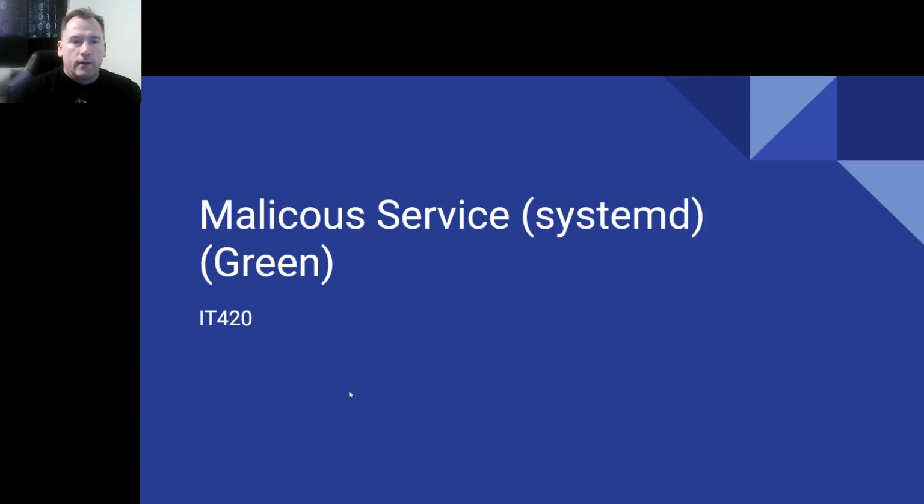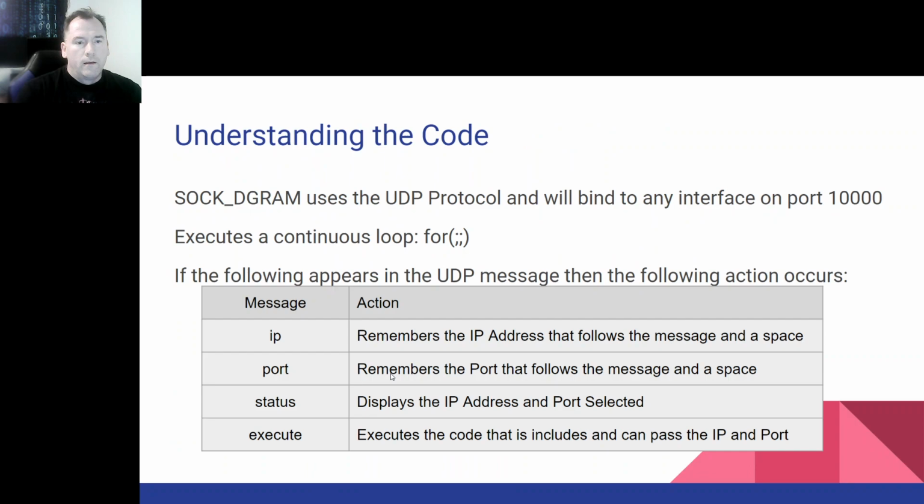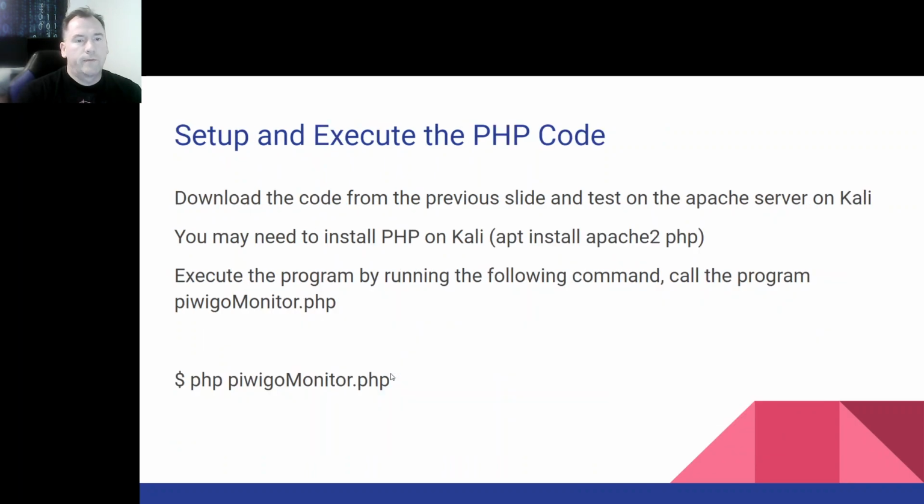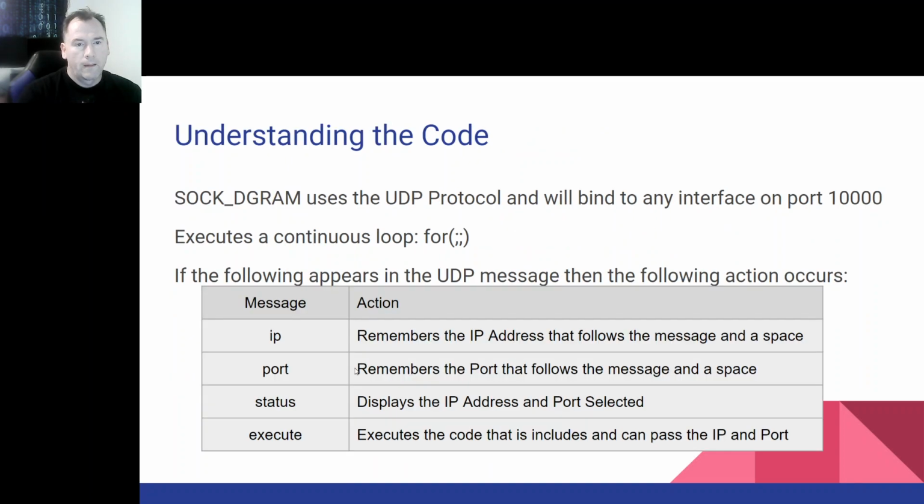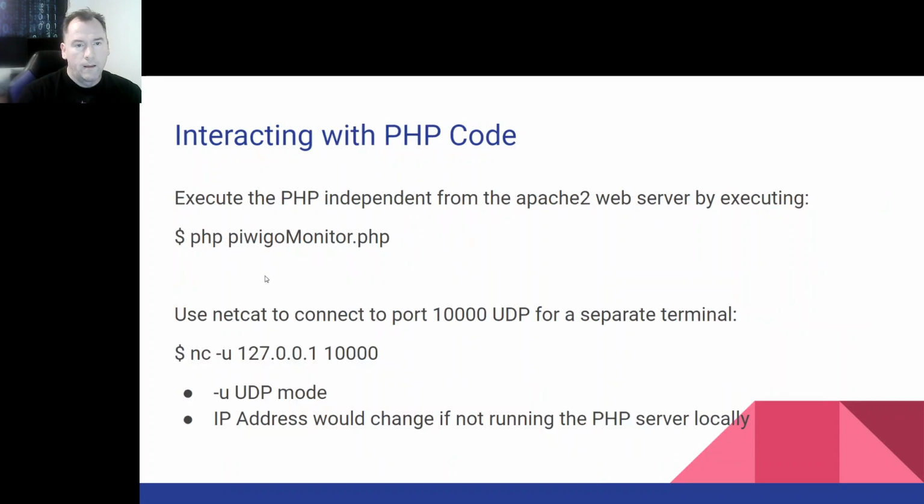We're in video 2 of designing a malicious service for System D. In the previous videos, we talked about executing the PHP code, how the code would function by putting in IP, port, status, execute, and then how to connect to it from netcat.